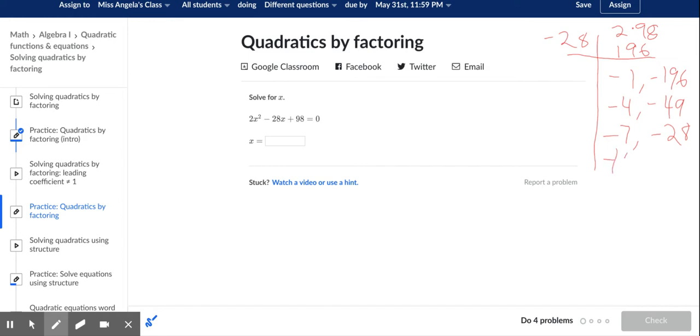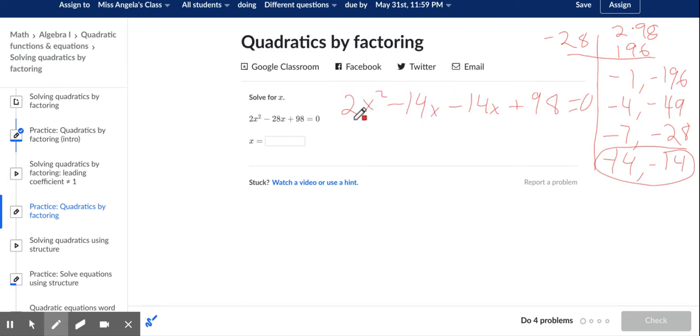It's actually 14 times 14. So negative 14 and negative 14 would be our factors, and those do in fact add to negative 28. So this is what we're looking for. To start factoring, we can do 2x squared minus 14x minus 14x. Remember, we're just splitting up that middle term based on the numbers that we found, plus 98 equals 0. And then we are going to factor by grouping.